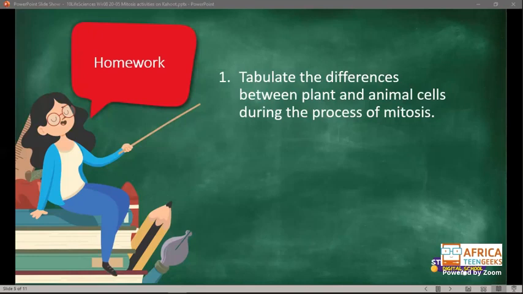Both cells, so both animal and plant cells' DNA thickens and it becomes visible. And by visible, we mean that the chromosomes then become visible. So it thickens and the chromosomes become visible. DNA is made up of chromosomes. No, chromosomes are made up of DNA. Sorry about that. Chromosomes are made up of DNA.